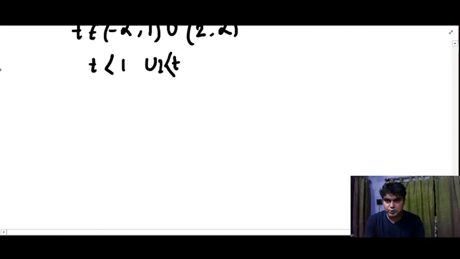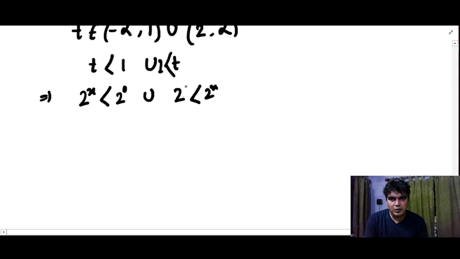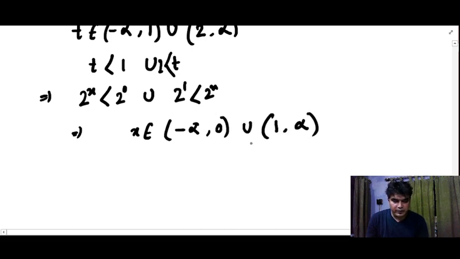Now t is actually equal to 2 to the power x, right? So we can say 2 to the power x is less than 1, for which I can write 2 to the power 0, union 2 to the power x greater than 2 to the power 1. Because 2 is a positive number greater than 1, we can say x belongs to minus infinity to 0, union 1 to plus infinity, and this is our solution.